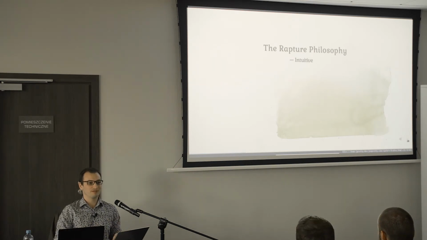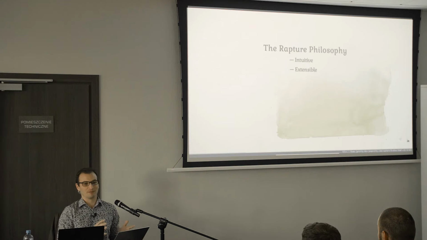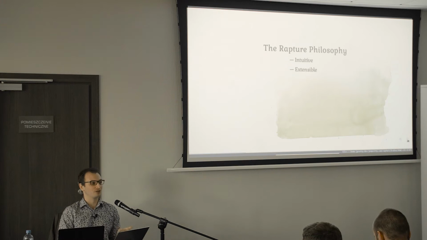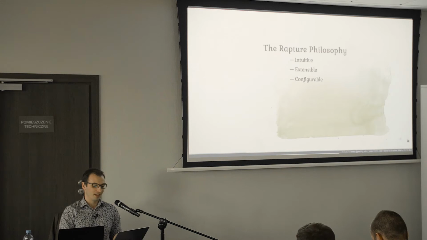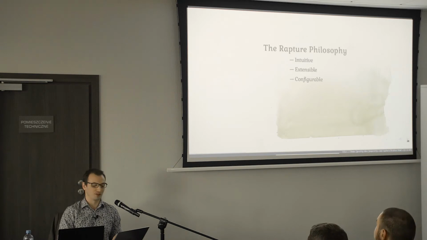I want the code to be intuitive. I want you to be able to read it and understand it. I want it to be extensible in different dimensions. I know different people do things in different ways. They want to integrate with different libraries, different types. The philosophy is to provide lots of extension points where you can develop alongside Rapture in your own direction. It should be configurable. Not everybody does things the same way, and there are choices to be made. And Rapture has a very particular way of dealing with configuration options.